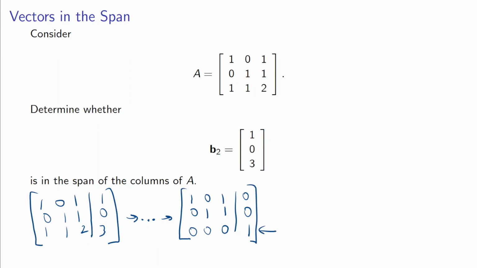And so we have a pivot in the last column. That last row now reads 0 equals 1, which is not true. So this tells us that there are no solutions. And so we have the fact that no, this particular vector is not in the span. So no solutions. Therefore, b2 is not in the span of these vectors.